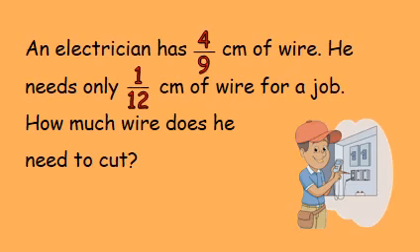Let's talk about the problem. It says an electrician has 4/9 of wire and he only needs 1/12 of the wire. Imagine you are the electrician and you have the wire. It says you only need a part of it for the job. Are you going to add a piece to the wire that you already have? Or are you going to take away a piece of what you have already?